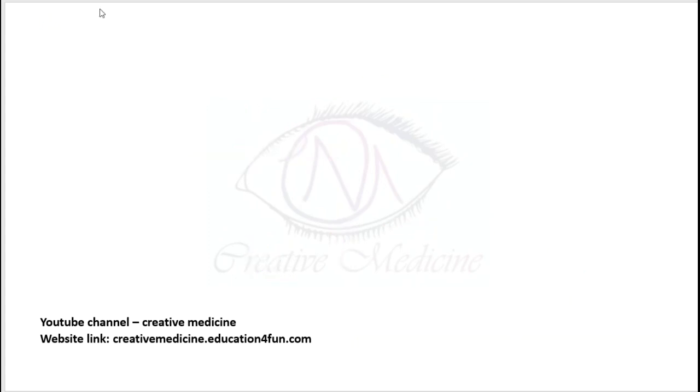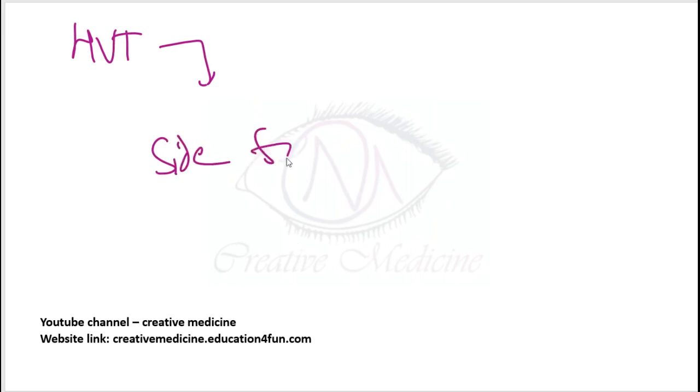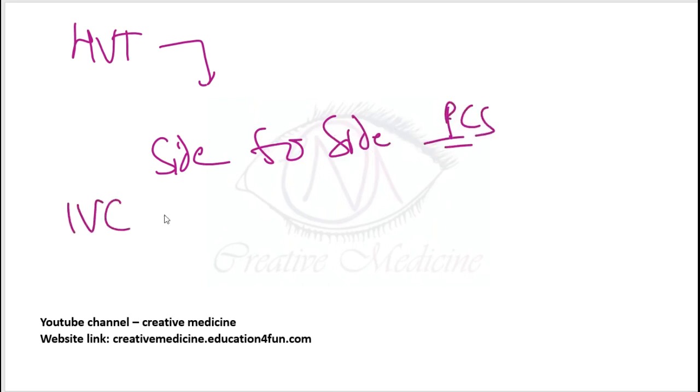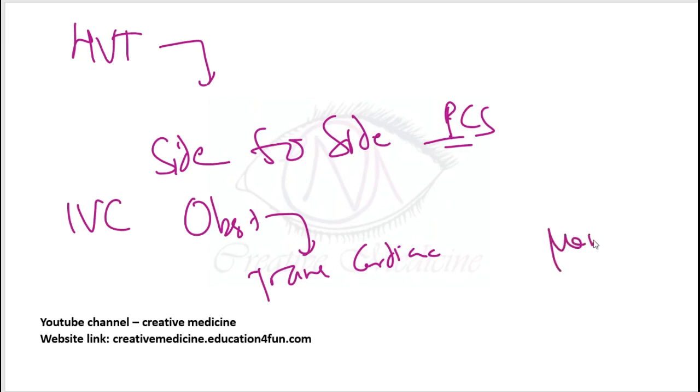Then in hepatic vein thrombosis, you can do a side to side portocaval shunt. Then if there is inferior vena cava obstruction, you can do transcardiac membranotomy. You can do transcardiac membranotomy if there is inferior vena cava obstruction.